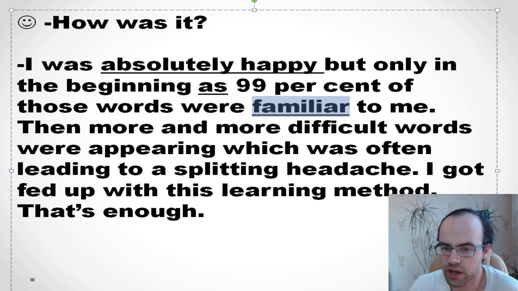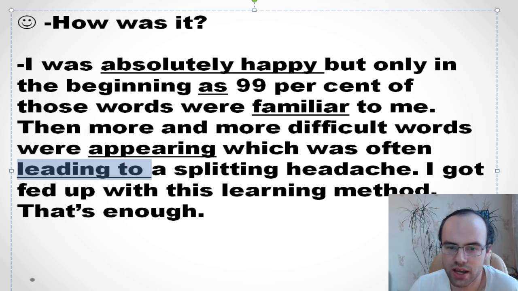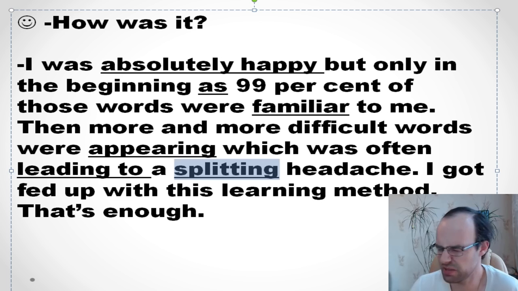Then, after that, more and more difficult words were appearing. So really I saw very difficult words, more and more, which was often leading to a splitting headache. Lead to means that I had it as a result. As a result, I had a splitting headache. We can say terrible headache, but splitting sounds strong. It was such a terrible headache.